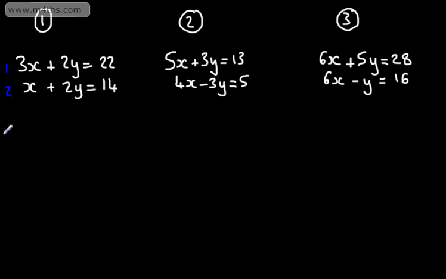Here are the rules. What we need to do is ensure that either the number, which we call the coefficient, is the same for the x terms or the same for the y terms. We can see that in the first equation we've got 3x, and in the second equation we've got 1x. 3x and 1x are not the same. What we can see here is that we've got the 2y and the 2y. So we know that the y's are the same.